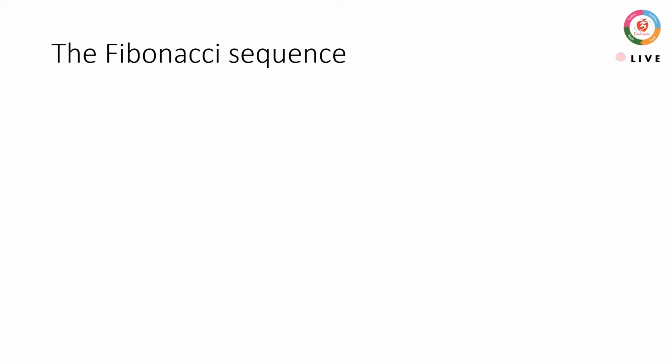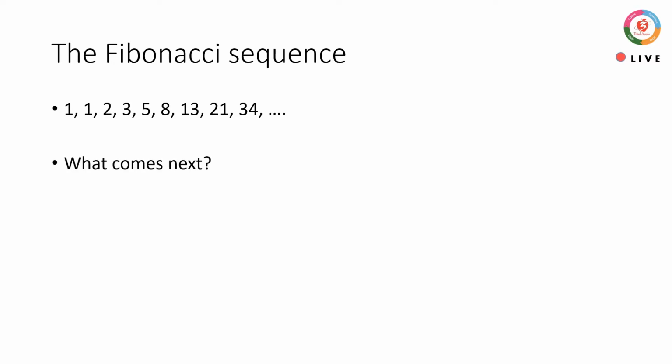What is Fibonacci sequence? 1, 1, 2, 3, 5, 8, 13, 21, 34, and so on. This sequence is known as the Fibonacci sequence. Now, observe this pattern. Can you guess what comes next? Yes, you are correct. Your observation is correct.